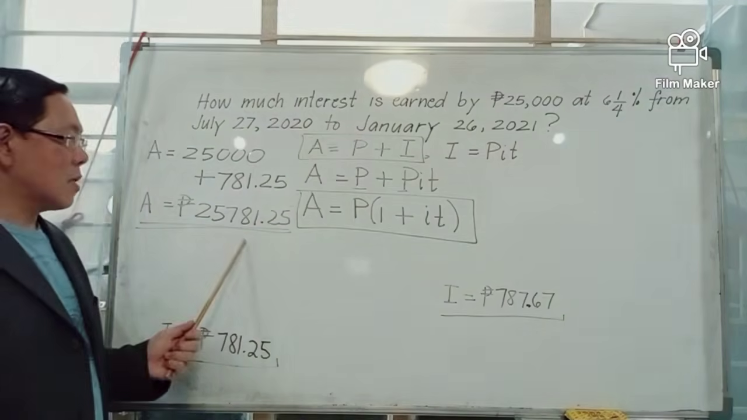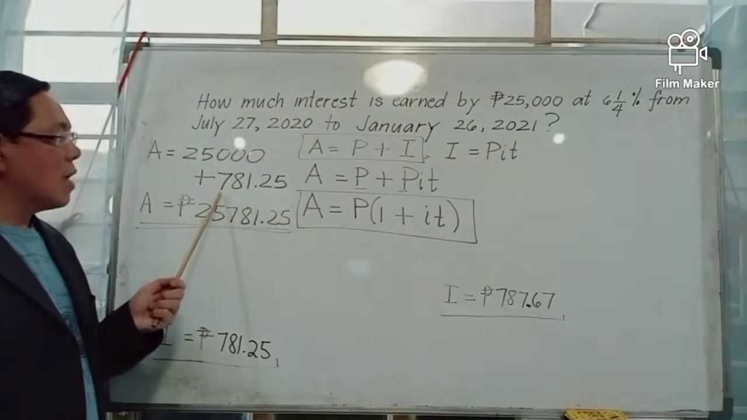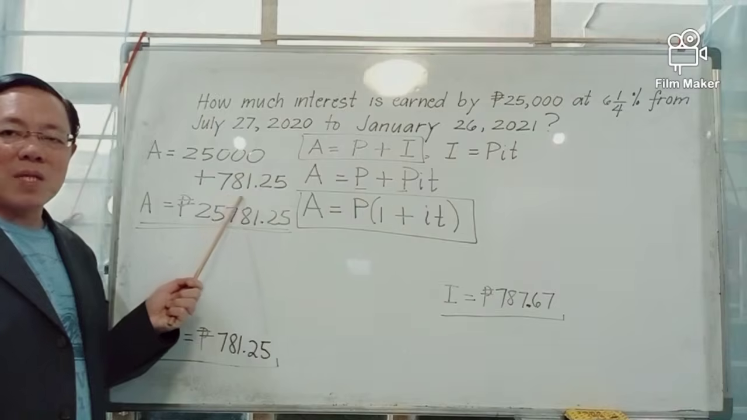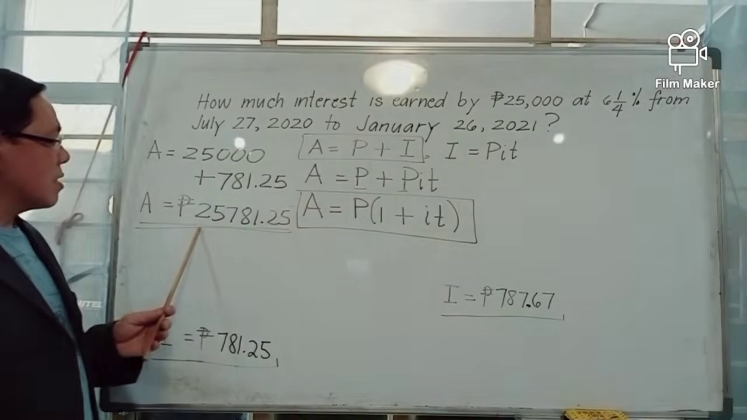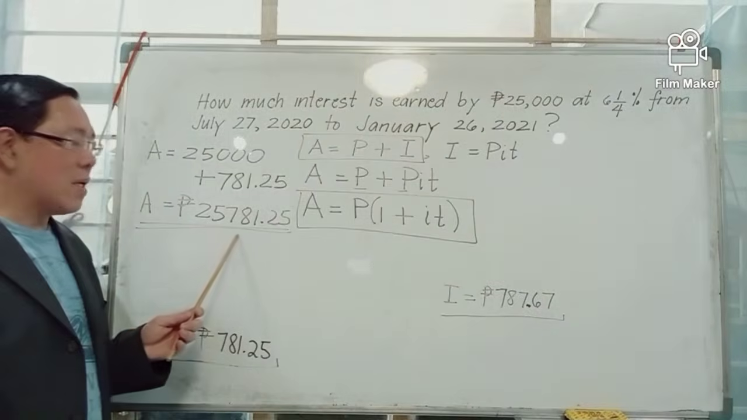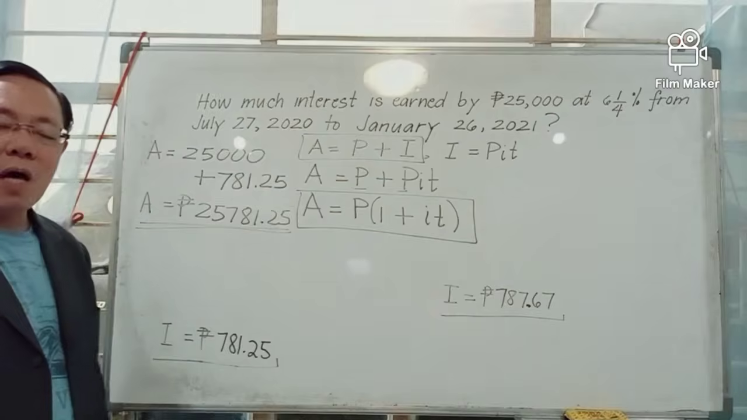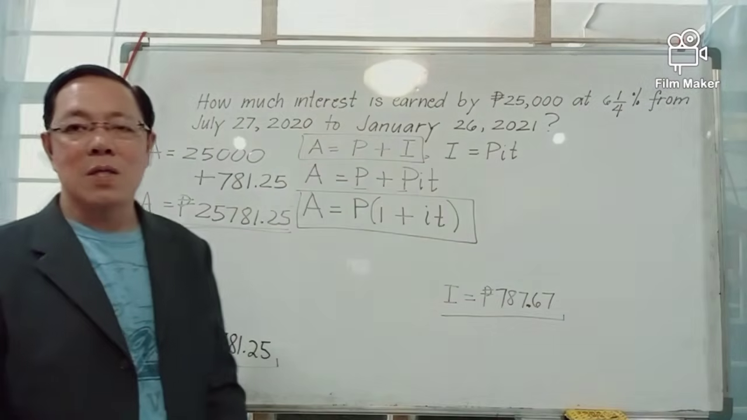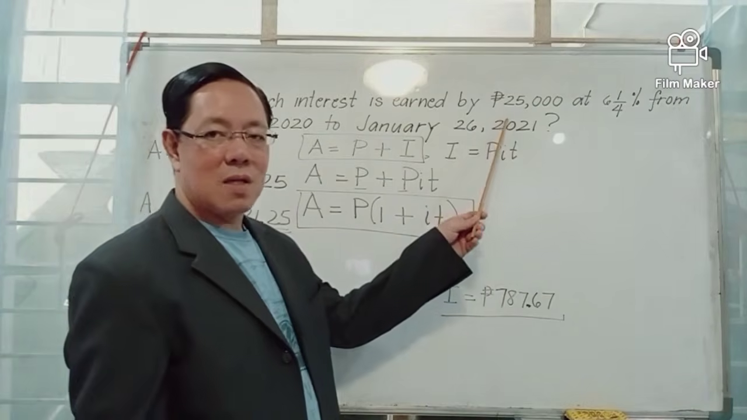This total amount includes the original amount borrowed of 25,000 pesos and the approximate amount of interest of 781.25 pesos. And this amount of 25,781.25 pesos represents the approximate total amount, or the approximate accumulated value of 25,000.